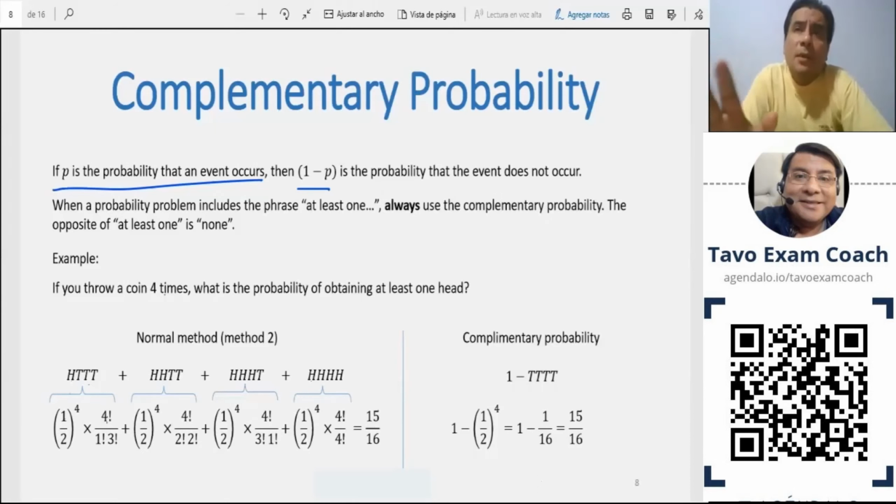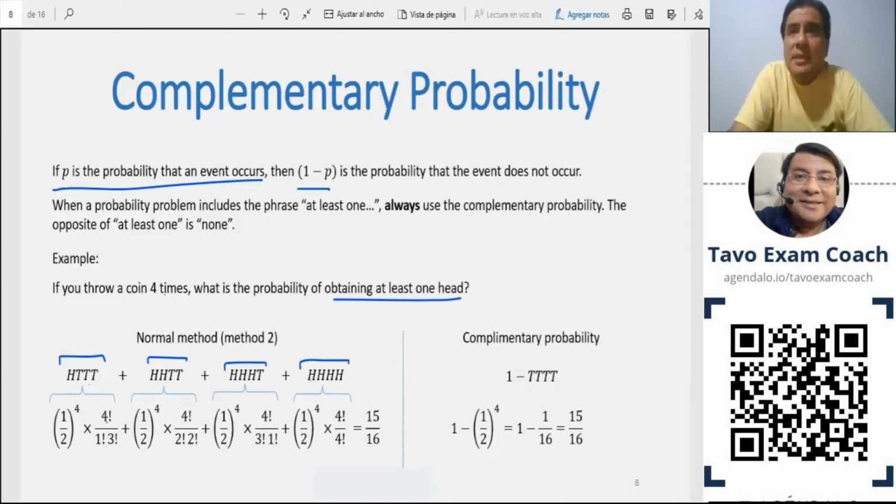Take a look at what we would need to do if we use the normal method, that is the multiplication method. Obtaining at least one head can actually be divided into 4 different cases. One is to get one head, another is to get 2 heads out of 4 coins, another is 3 heads, and the last one would be all heads. That means the 4 coins heads.